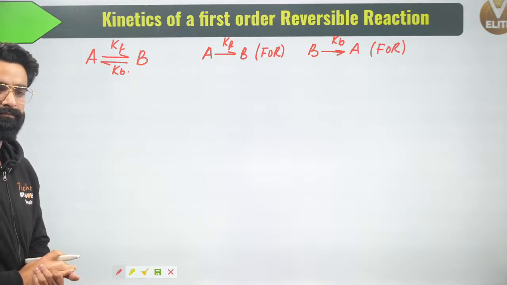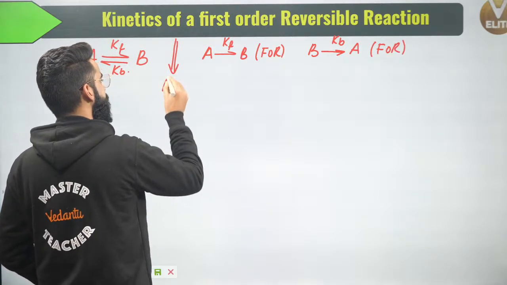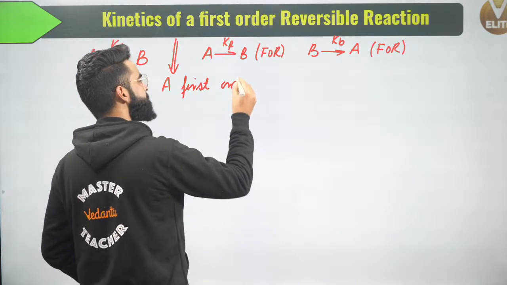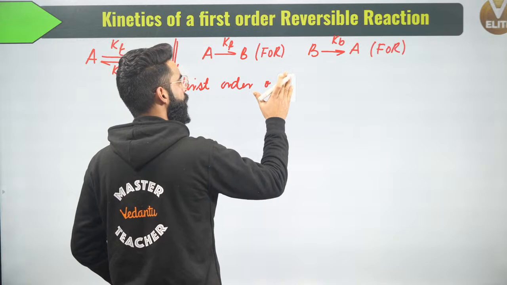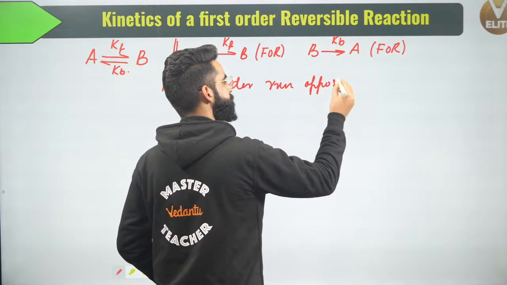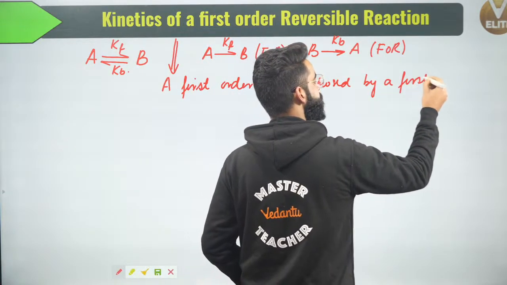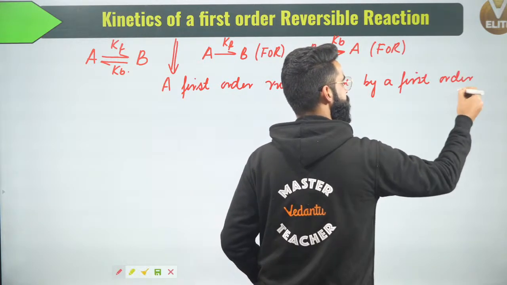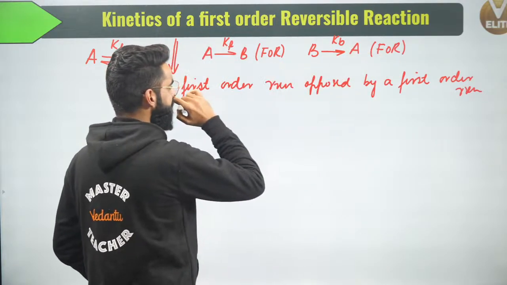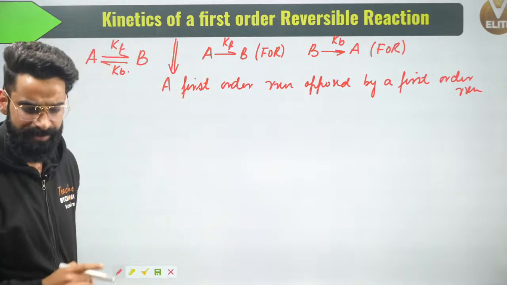People, there is one more name for it. I can call this kinetics a first order reaction opposed by a first order reaction. I can call it like this as well, because the forward reaction is first order and the backward reaction is first order. So I can say it is a first order reaction opposed by a first order reaction.